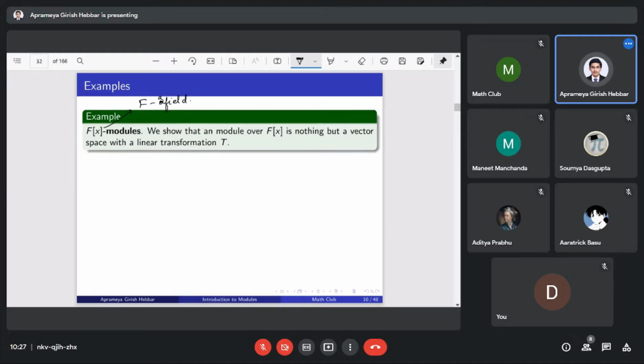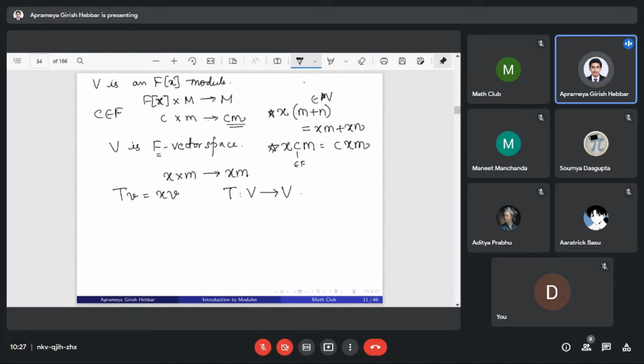On the other hand, let's say V is a vector space, and T from V to V is a linear map. So what does this mean? Now what I'm going to do is define x times v to be T(v).